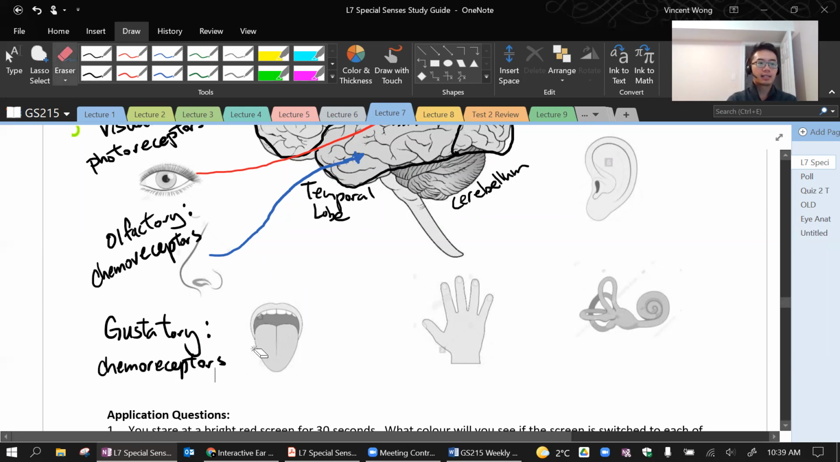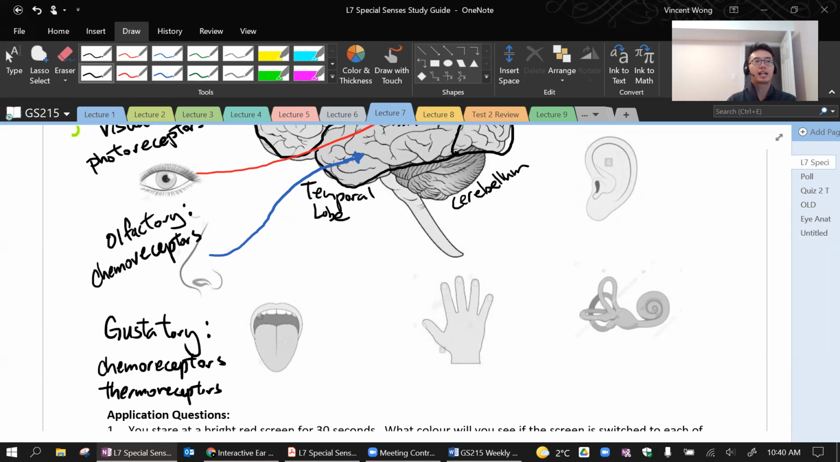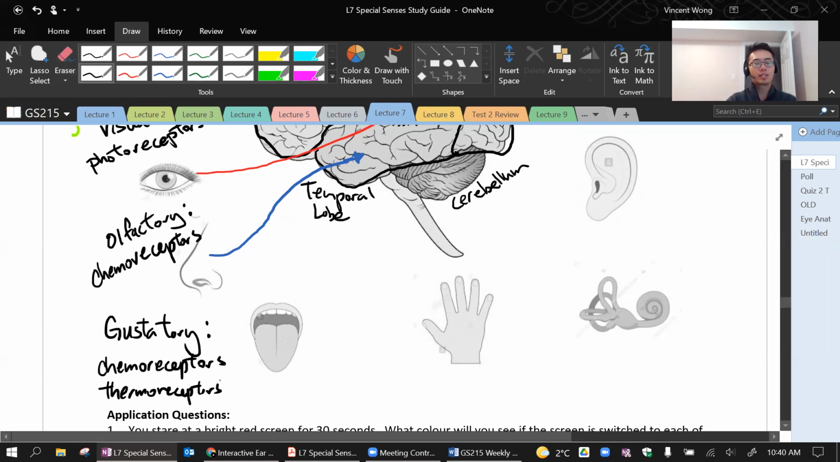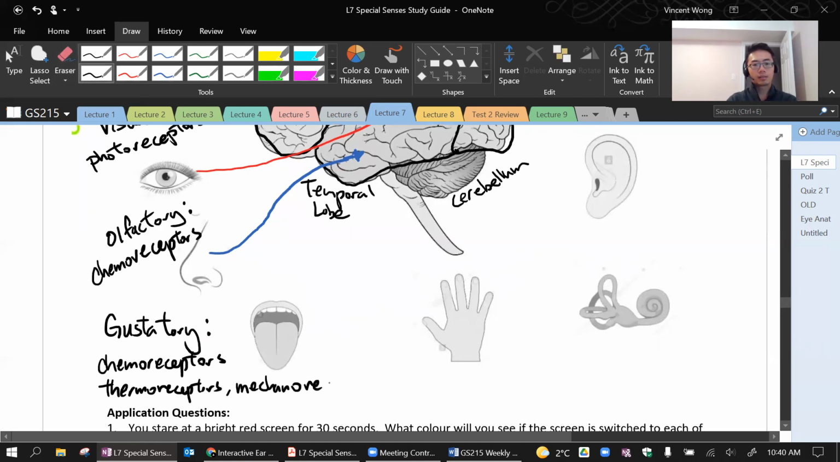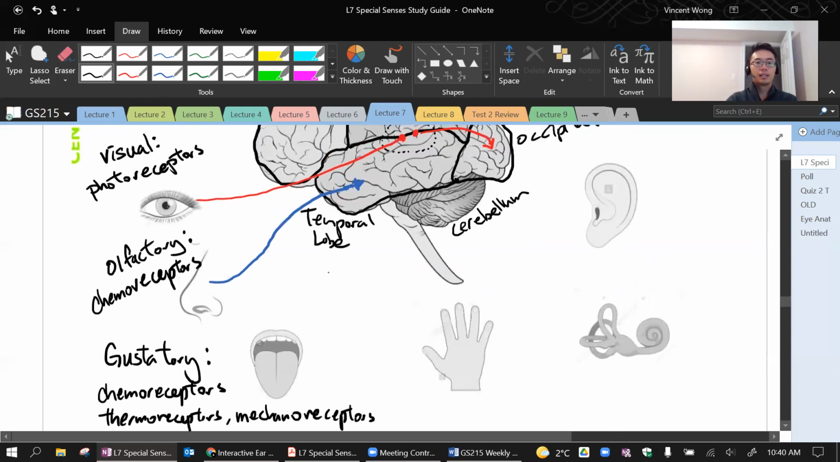Now, also in the tongue, we would have thermal receptors as well. Not for the taste, but for temperature, right? You can feel temperature with your tongue. When the food is too hot, you will feel that. You're eating ice cream, it feels cold, right? So those are thermal receptors, as well as mechanoreceptors for feeling textures, okay?